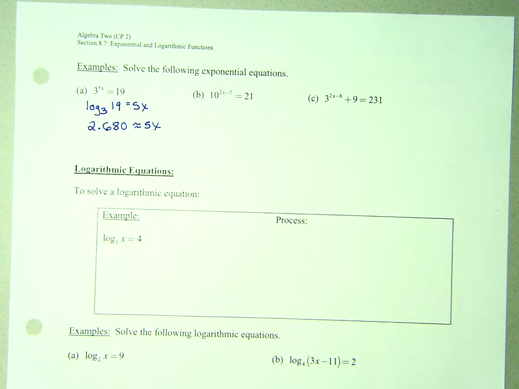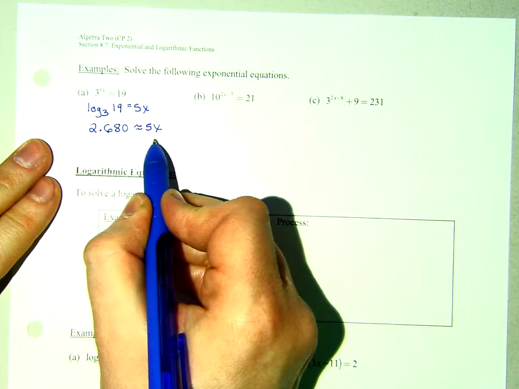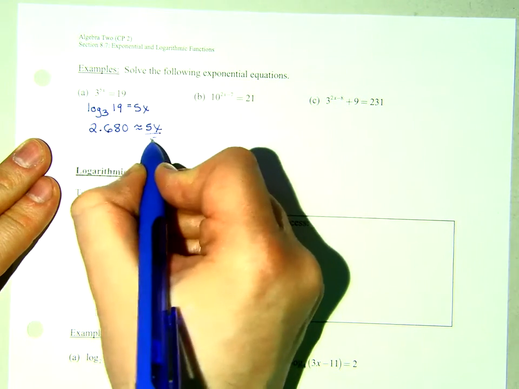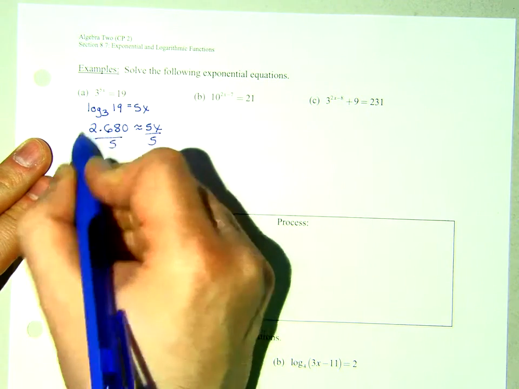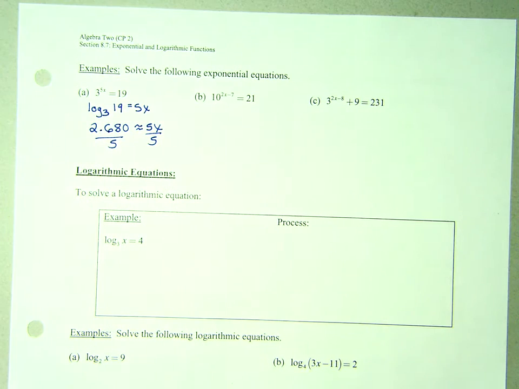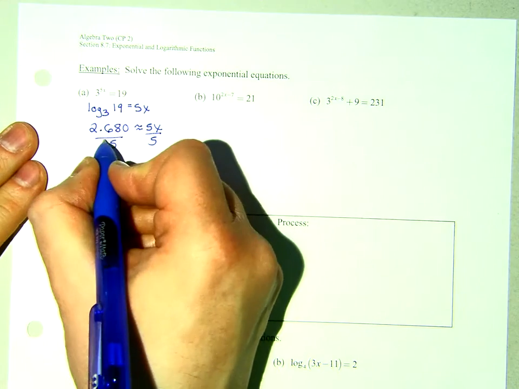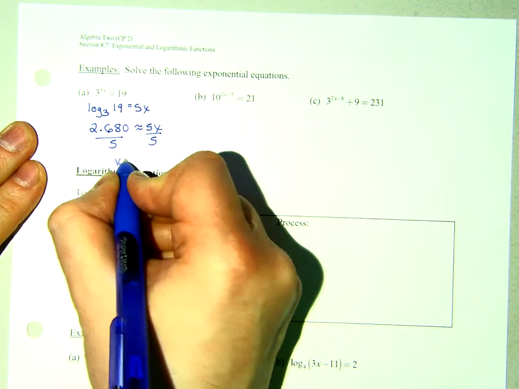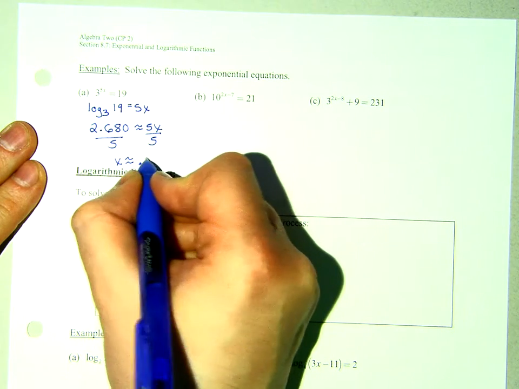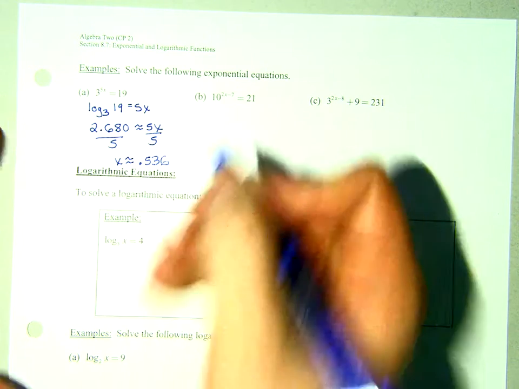Watch carefully. What do you do next? Divide by 5. I don't want to divide this rounded answer by 5, though. I want to take the entire thing that was still on the calculator and just push the divide by 5 button on that. I'm going to write it like this, but we're going to use the calculator, and we're going to get 0.536.